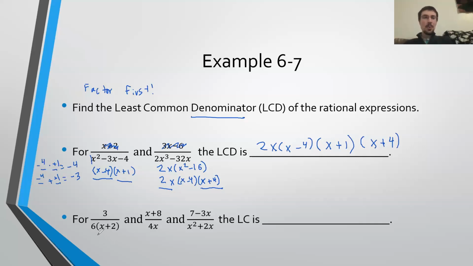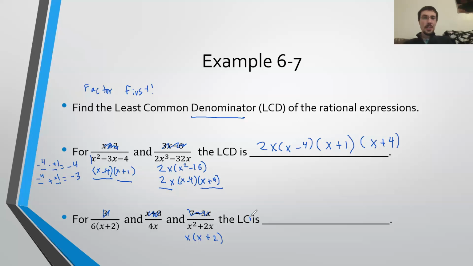And the last example, we've got 3 fractions. Notice the first already has a factored denominator. Second denominator is already factored. Third denominator is not factored. Factor out a GCF of x, and you're left with x times x plus 2.